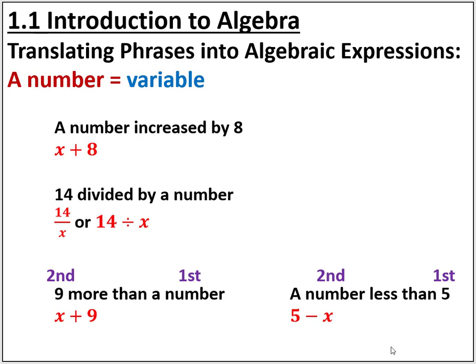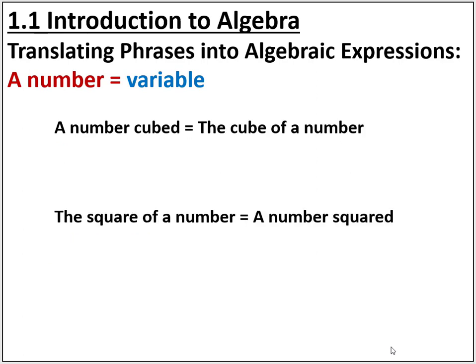So let's look at the next example. Now here, it says a number cube. So when it says a number cube, you could also say it as the cube of a number. When it says cube, that refers to the exponent. In this case, it's to the power of 3. So as I stated before in the previous example, whenever it says a number, we're going to use the variable x. So when it says a number cube or the cube of a number, it means that it is x to the third power.